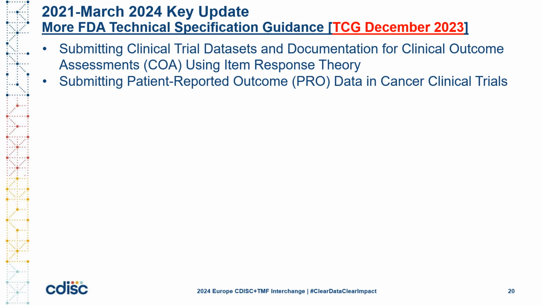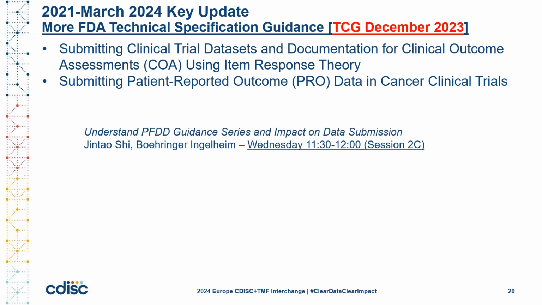The version 5.6 released last December introduced two new technical specification documents, with STM and ADAM examples. This document covers two topics related to patient-reported outcomes, in particular in cancer clinical trials. And for those that were not in the audience, just before my speech, Jin Tao from Boehringer covered this topic. So in case you have missed the presentation, you can reach out, or you can get a copy of the slides after the conference.